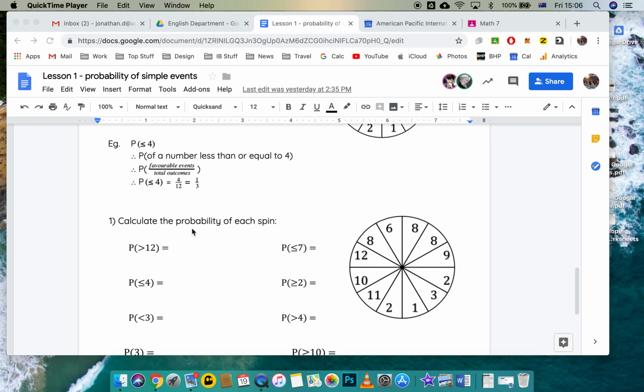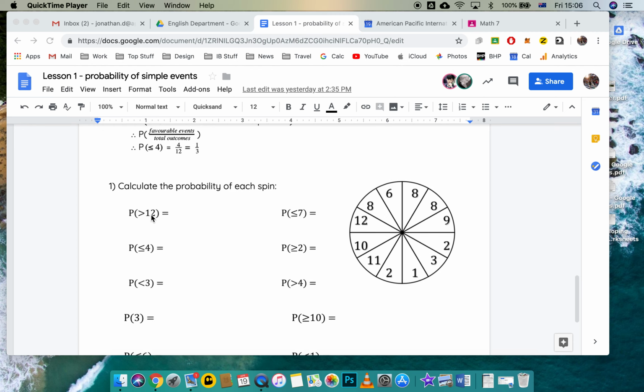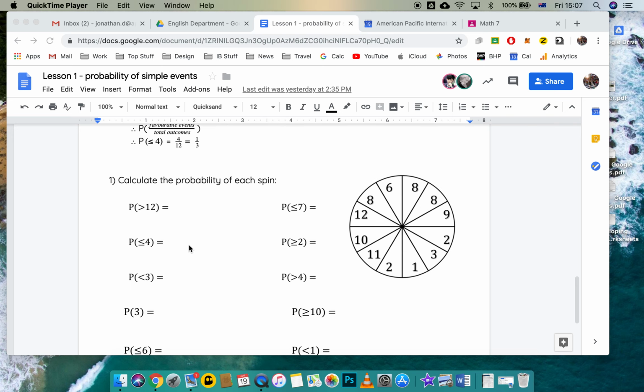Here we've got to calculate the probability of each spin. So what's the first one is what's the probability the number is greater than 12, so that's 0 in 12 chance. What's the probability that it's less than or equal to 4? We found there's 4 chances here, 1, 2, 3, 4 chances where the number is less than or equal to 4 out of a total of 12, so that's a 1 in 3 chance.